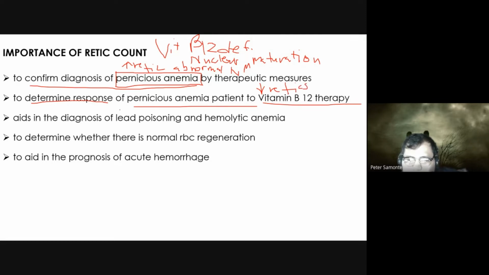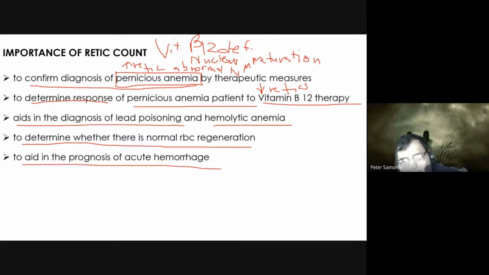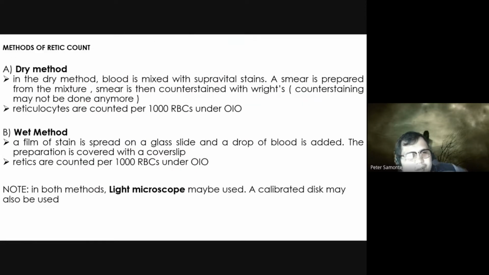So, it is used to determine. Let's say na nag-undergo na ako ng treatment for pernicious anemia. It is expected that from an increased reticulocyte count, bababa siya. Then it also aids in the diagnosis of lead poisoning and hemolytic anemia, and to determine whether there is normal RBC regeneration, and to aid in the prognosis of acute hemorrhage.